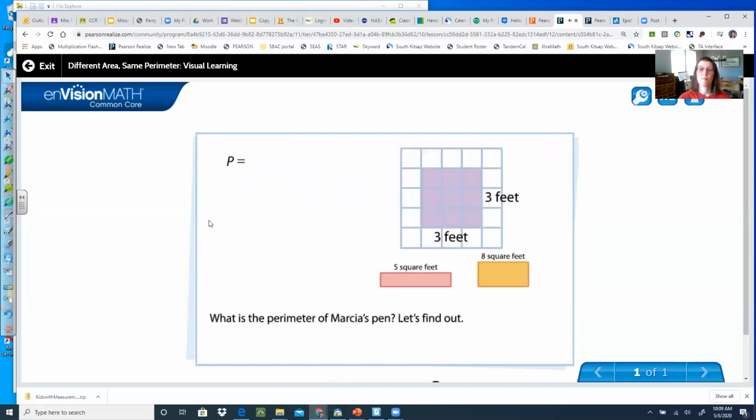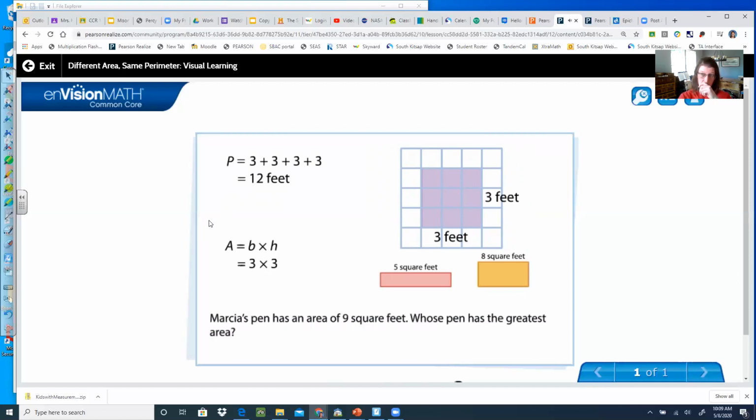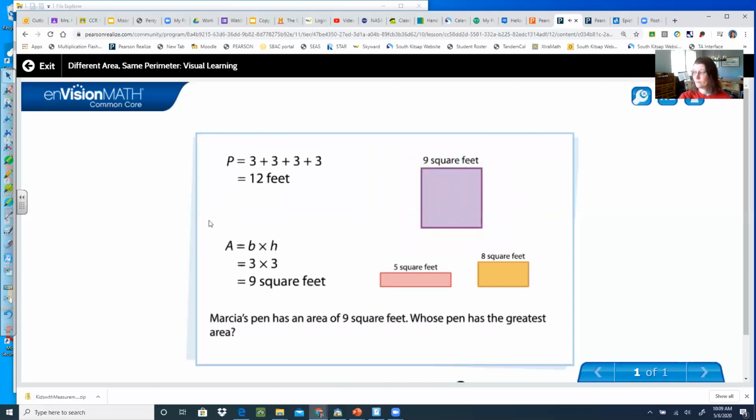What is the perimeter of Marcia's pen? Let's find out. Find the sum of all 4 side lengths. The perimeter is 12 feet. Now find the area of Marcia's pen. Substitute the values for the unknowns and multiply. Marcia's pen has an area of 9 square feet.